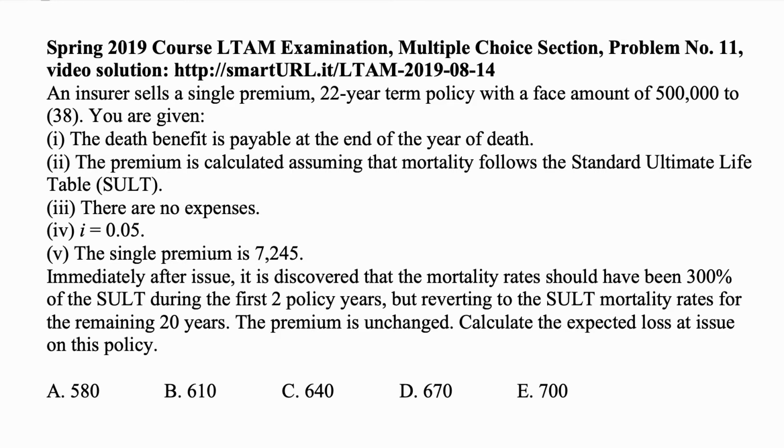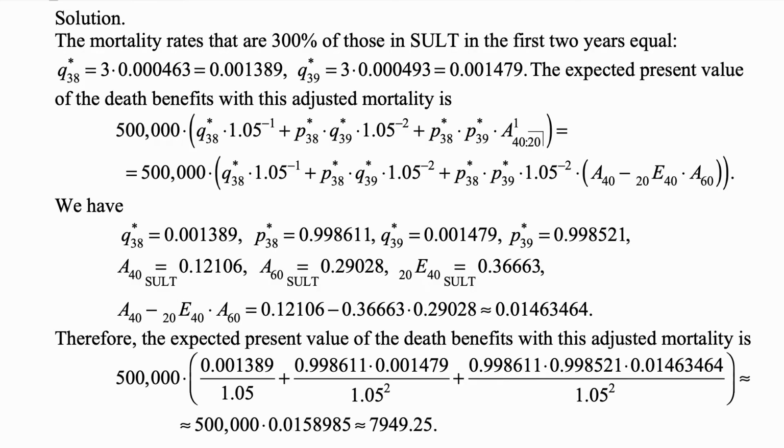So obviously, since there is higher mortality in the first 2 years, there'll be higher expected value of death benefits for those 2 years, and the company will have a loss on the policy. Of course, that loss will be the expected value, so it will be on average. It might miraculously happen that the company will make money on the policy, but anyway, on average, there will be a loss. The mortality rates that are 300% of those in SULT in the first 2 years equal, so I put a star next to the mortality rate to indicate that it's 3 times what SULT table says.